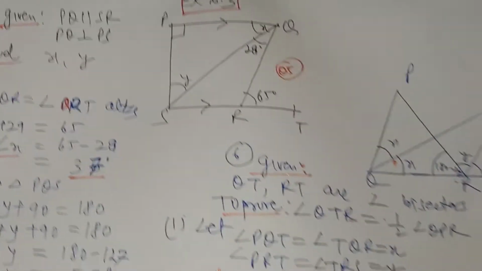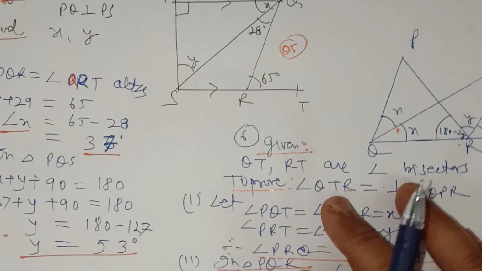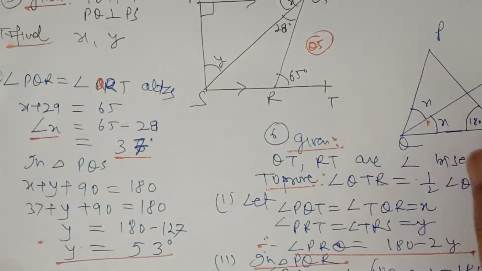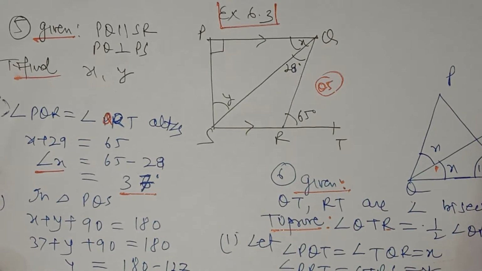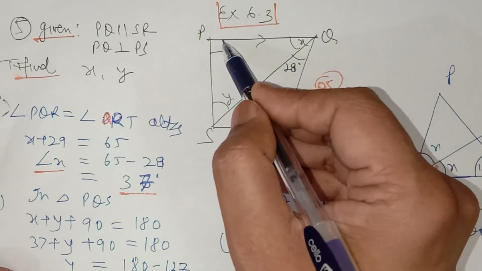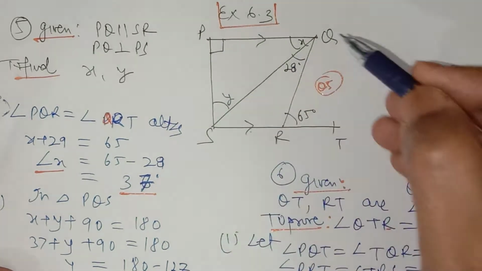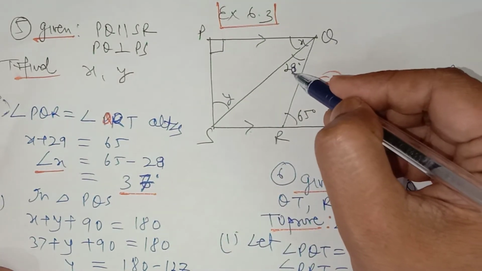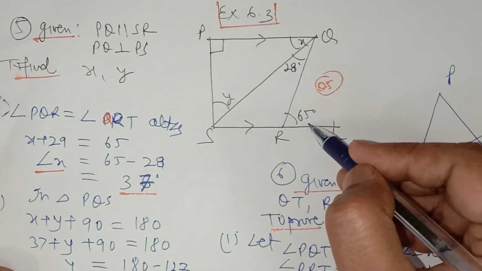Now the remaining two questions of this exercise are good questions, so be very attentive in these two questions. In question number 5 of this exercise 6.3, it is given that this line is parallel to this line. This angle is equal to 90 degrees, it is given. This is x, this is 28, and this angle 65 is given in the question.